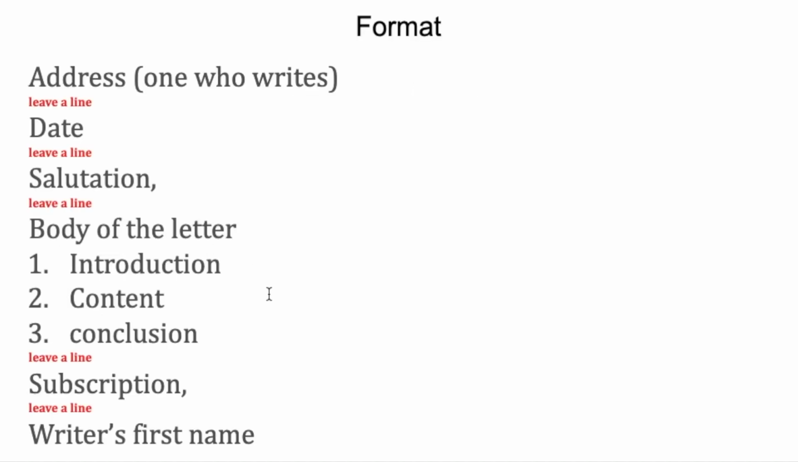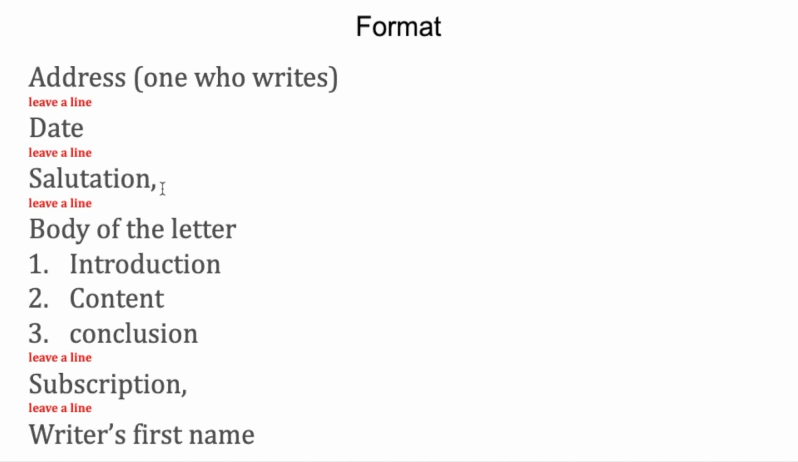Now here we have the address of the writer. Say, for instance, you write a letter, then you will write your address. If I'm writing a letter, then my address will be right there on the top. After we write the complete address, you leave a line, then put the date. Then again you leave a line and the salutation comes in.